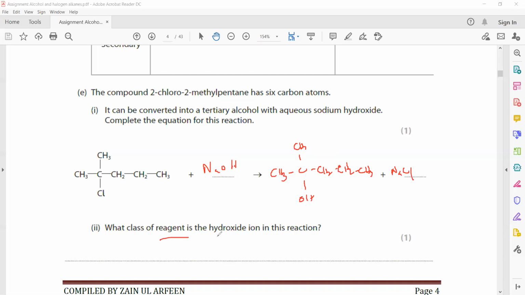What class of reagent is hydroxide in this reaction? Because this hydroxide attacks the partial positive, we call that a nucleophile, attracted towards the electron deficient side or the positive center.